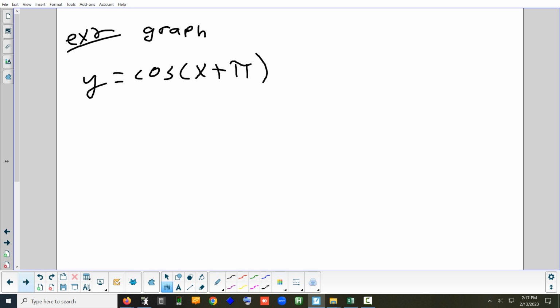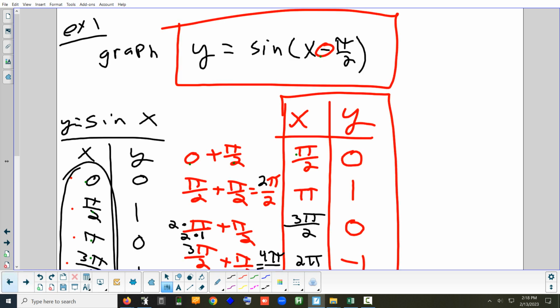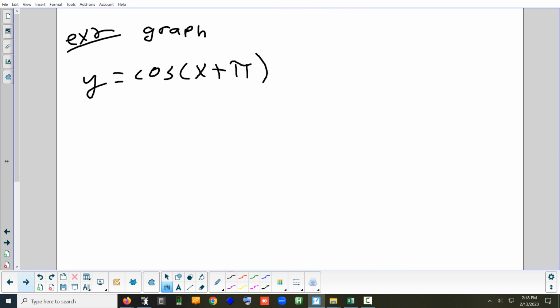Okay, so this is a phase shift. A little bit bigger of a phase shift than the last one. The last one we shifted by pi over 2. This one we're shifting by double that. We are shifting by pi. Okay, before I can figure out where it's going to shift to, what do I need first? Yep. Okay, I need my y values.